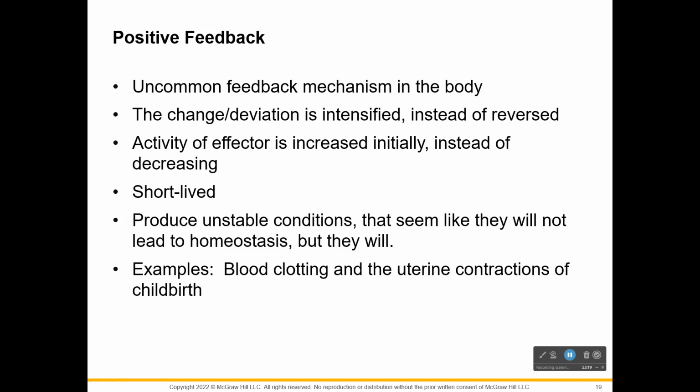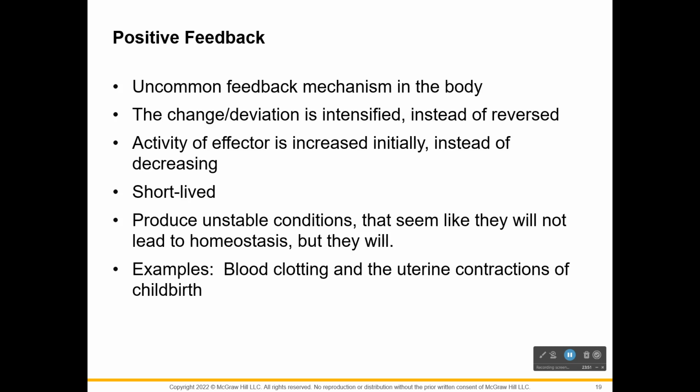Now, a few times in the body, we'll see positive feedback. And so this is pretty uncommon. And here, the change or the stimulus is intensified instead of reversed. And so this is going to usually be short-lived, and we move away from homeostasis. Even though it doesn't seem that it will eventually lead to homeostasis, it does. So examples of this is blood clotting and, oh my gosh, my favorite, uterine contractions of childbirth.